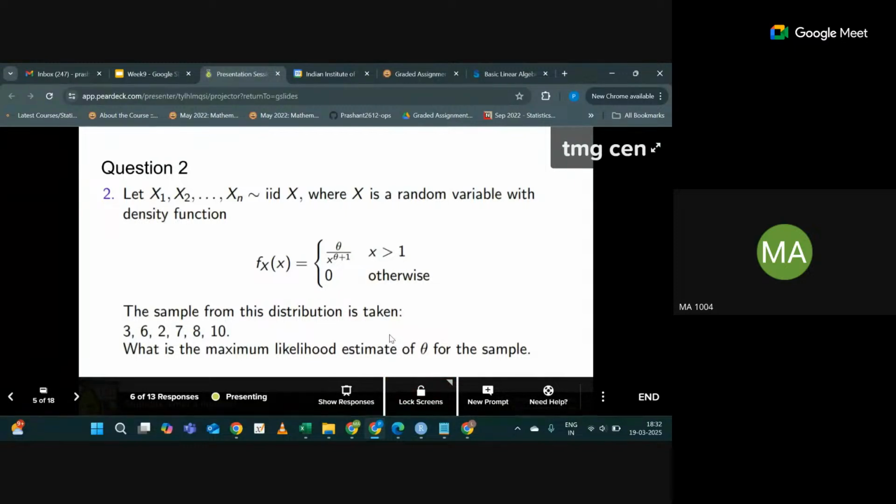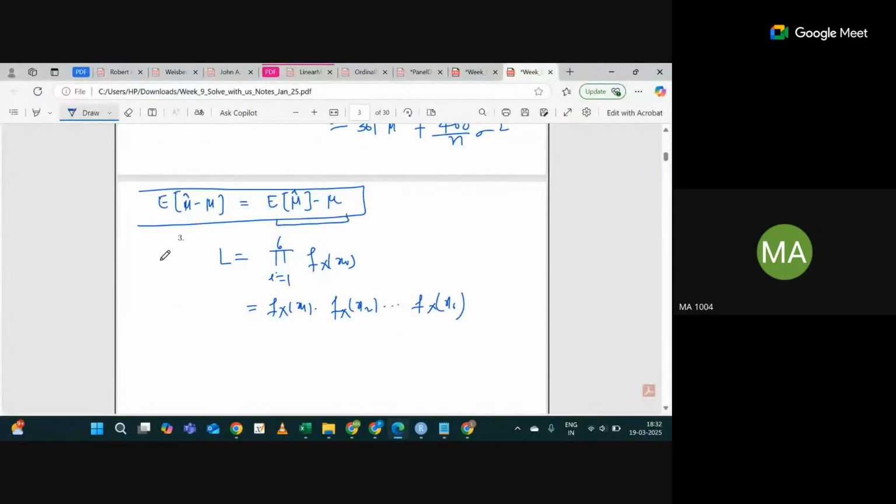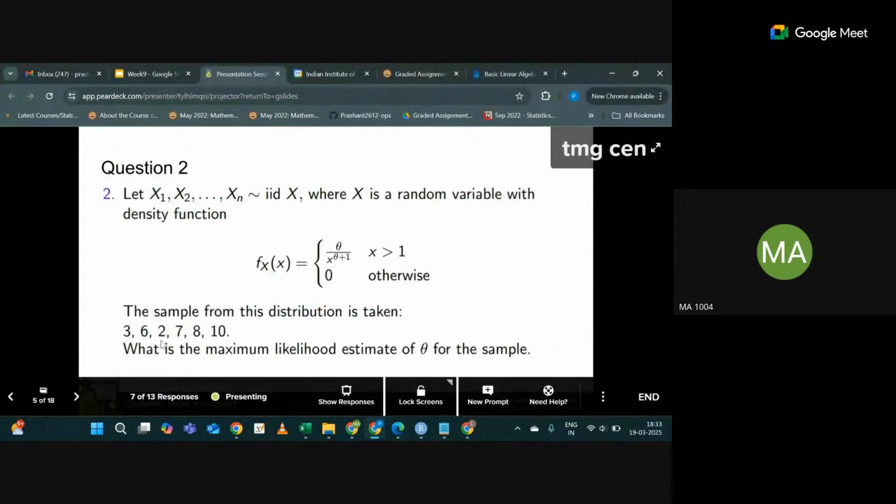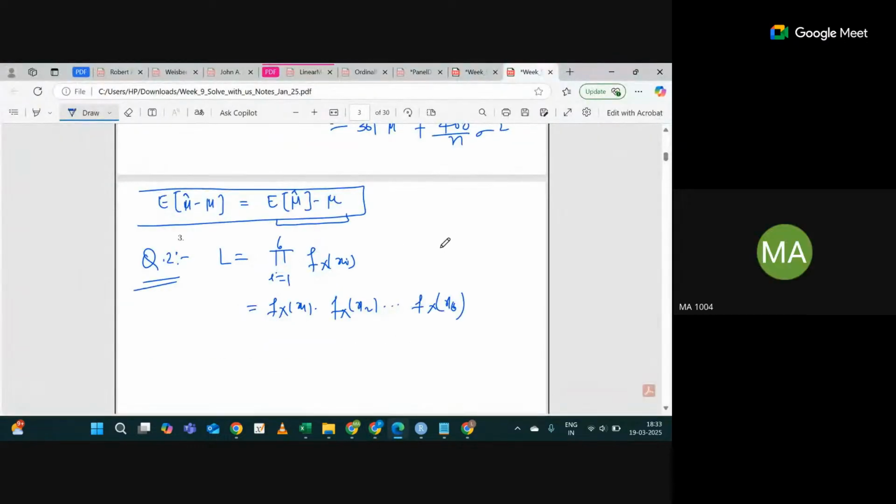Okay, let's see. What is the very first step? First of all we have to calculate the likelihood. We are interested to know the probability of observing your sample, correct? How many samples do you have in total? Six, right? 3, 6, 2, 7, 8, 10. Let's do it in general. This is x1, this is x2, up to x6.